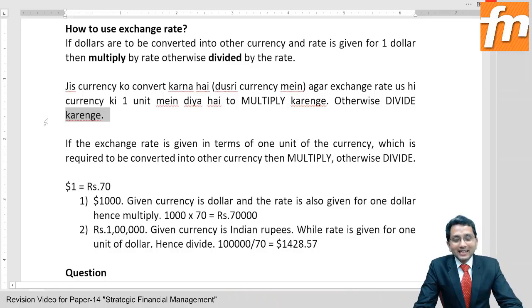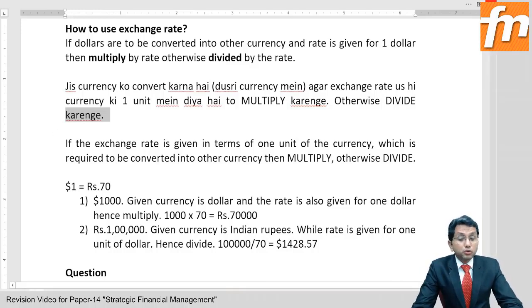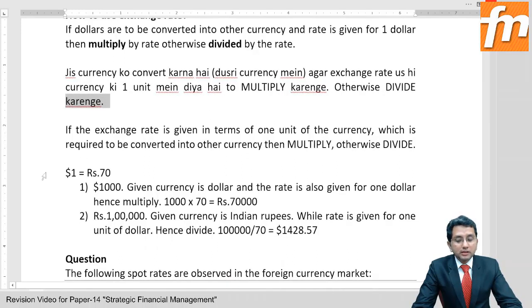If the exchange rate is given in terms of 1 unit of the currency which is to be converted, then multiply by the exchange rate. But if the exchange rate is given in terms of 1 unit of some other currency, then divide by the exchange rate. My dear friends, keep in mind this rule, and in any difficult situation, you will be able to use this rule of thumb and solve the question.